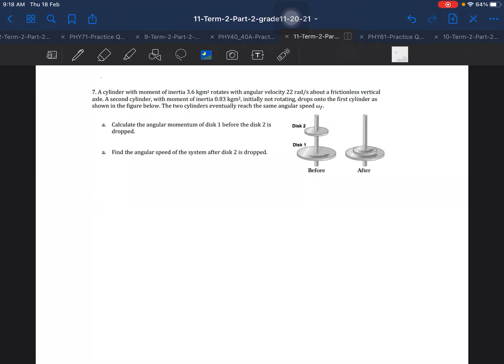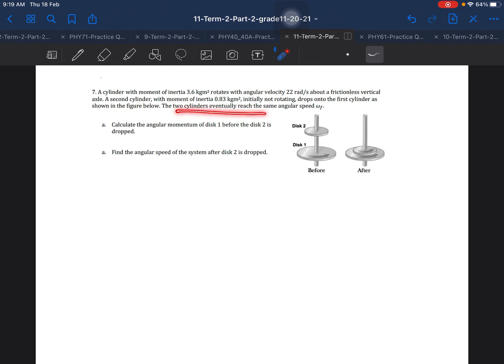Okay, here we have got a problem on conservation of angular momentum. A cylinder with moment of inertia 3.6 kg m² rotates with an angular speed of 22 radians per second about a frictionless vertical axle. A second cylinder with moment of inertia 0.83 kg m², initially not rotating, so that's this diagram. Disc 1 is rotating but disc 2 is at rest. It drops onto the first cylinder as shown in the figure.